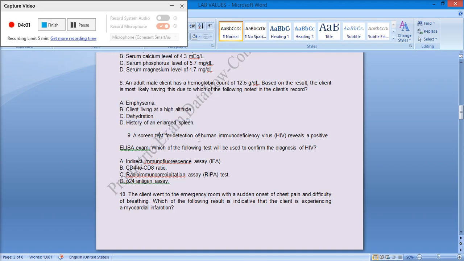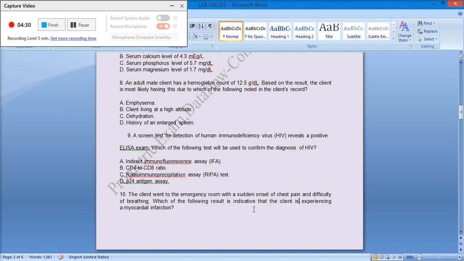A screening test for detection of human immunodeficiency virus reveals a positive ELISA exam. Which of the following tests will be used to confirm the diagnosis of HIV? A. Indirect immunofluorescence assay. B. CD4 to CD8 ratio. C. Radioimmunoprecipitation assay test. D. P24 antigen assay. The correct answer is A. Indirect immunofluorescence assay.